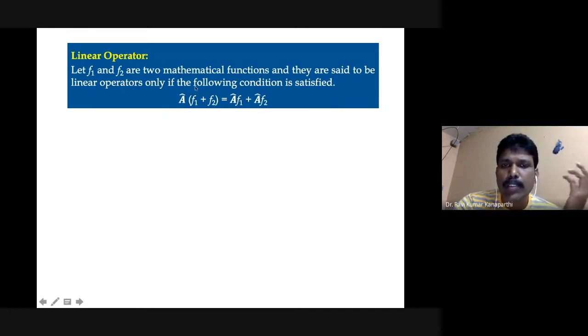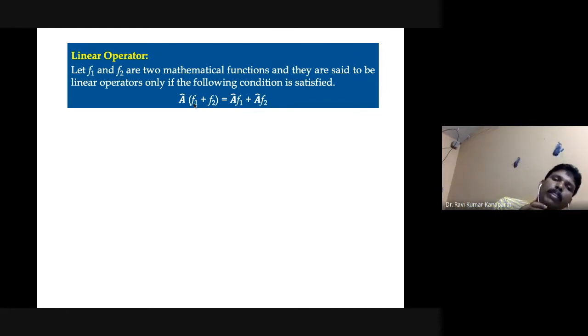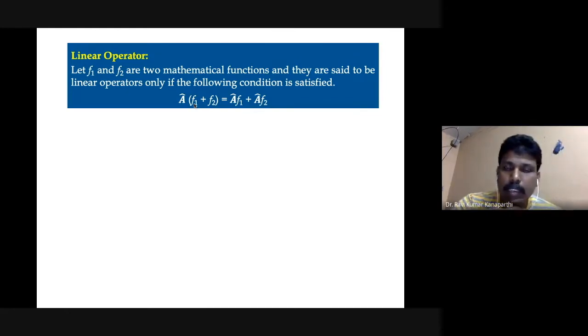You just take any two functions, and then take the summation, and now you allow your operator to operate upon the summation of the two functions. Then okay, you will get some answer. Keep that answer aside. Now what you do, you have one function and you have an operator. Okay, you allow A to operate first. In the right hand side, how is this different from this?